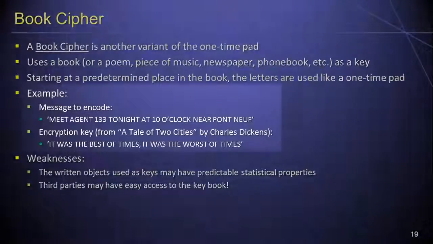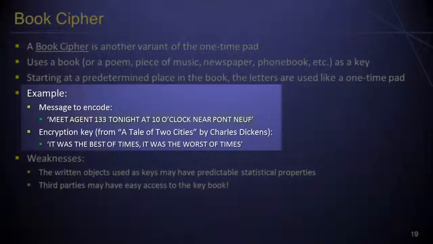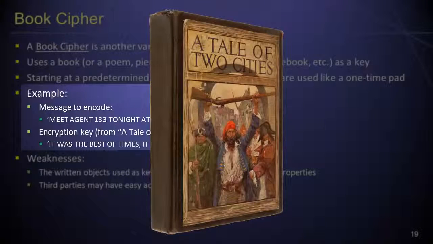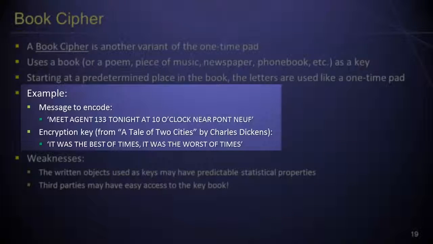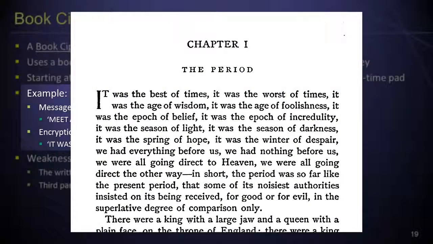As an example, imagine that we wish to encode the message, "Meet Agent 133 tonight at 10 o'clock near Pont Neuf." Now imagine that we have arranged to use the novel A Tale of Two Cities by Charles Dickens as the encryption key. Beginning on the first page of the book, the encryption key for our message would be, "It was the best of times, it was the worst of times."